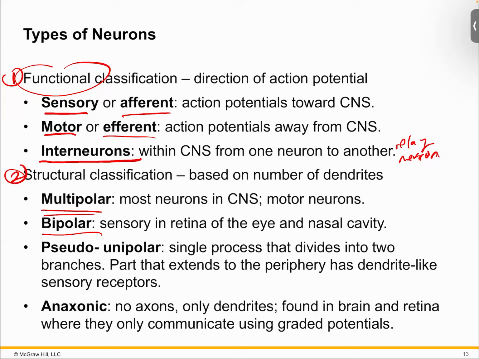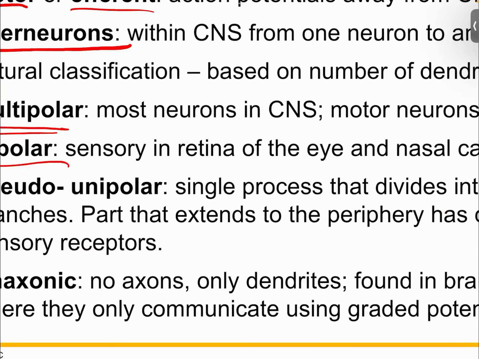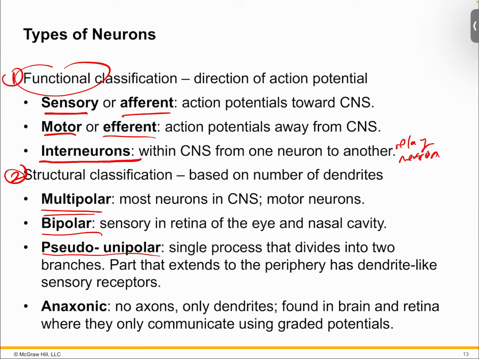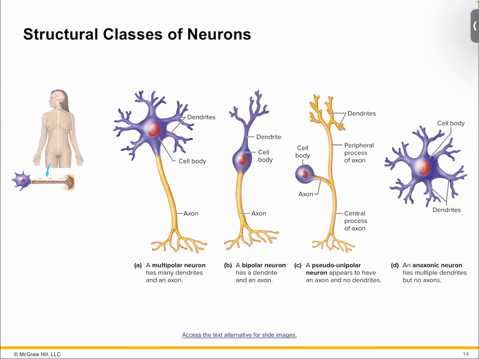Then you have what's called pseudo or unipolar, which looks kind of like it's unipolar, but it's actually not. And so what it has is basically two branches, but one of them is kind of a dendrite-like sensory receptor that sort of branches off, like what looks like a freeway off-ramp. I'll show you pictures of these. Probably be a little bit more sensible when you see pictures. And then of course you have anaxonic, which means no axon in these particular neurons. So there's just a big ball of dendrites, essentially. So it's like a super multipolar in nature. So these are all various ways that you can structurally classify them. You oftentimes will see them that way.